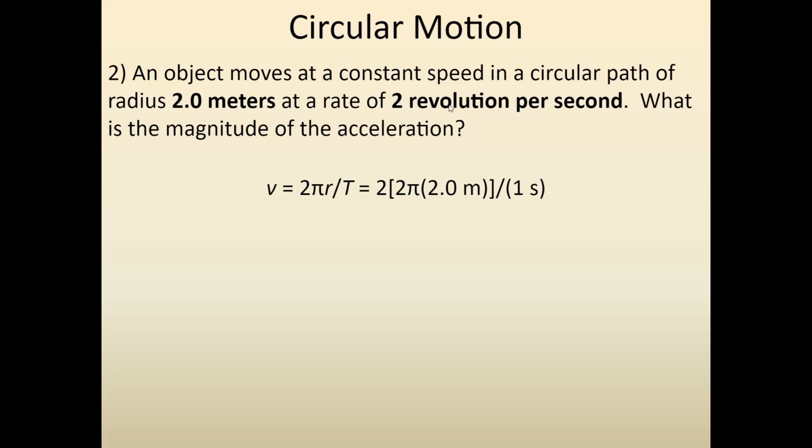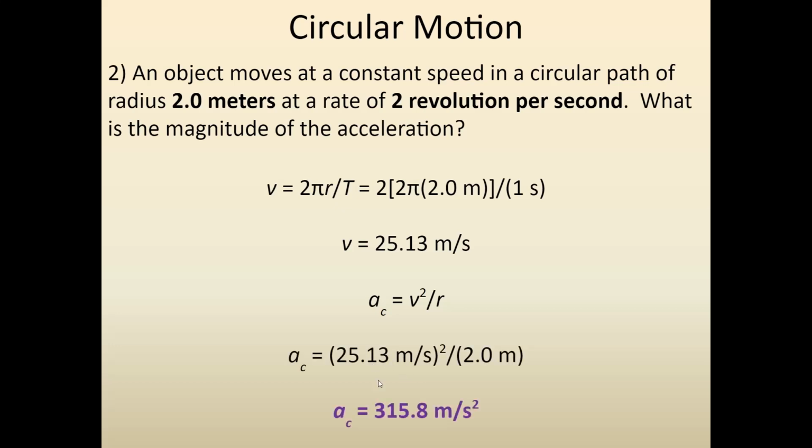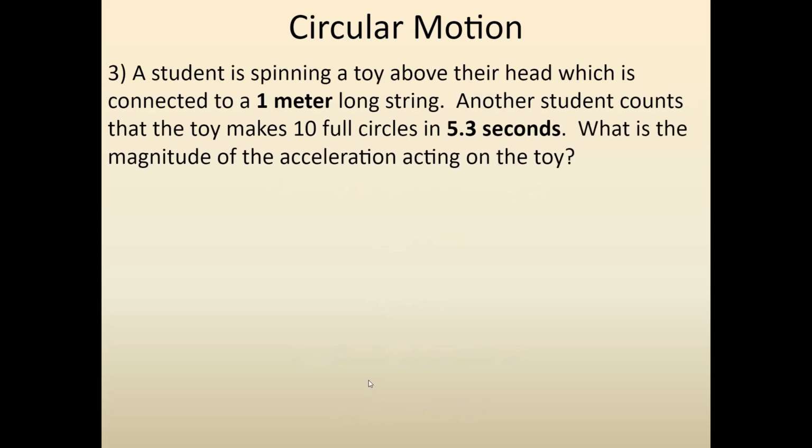There are other ways you can convert this, but this is the easier way of going back to figuring out what the distance for a revolution is, how many times you're going around, and things like that. So our speed as it goes around the circle is going to be 25.13 meters per second. Then I can plug that into the acceleration equation, and I end up getting our centripetal acceleration to be 316 meters per second squared. Here's the next one. Pause the video, work it out yourself, and we'll go over it in a second.